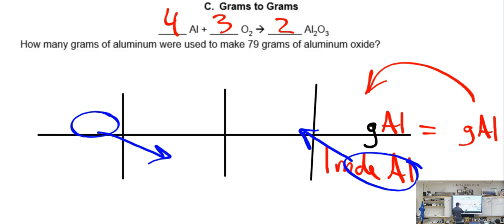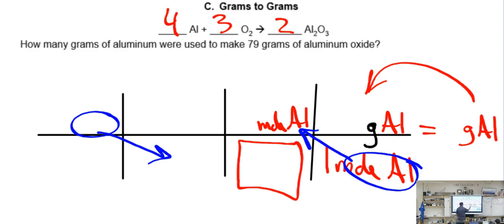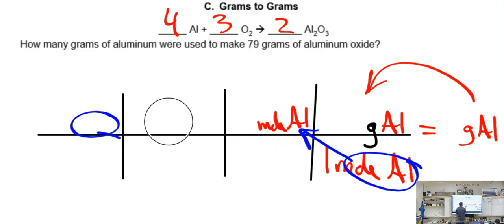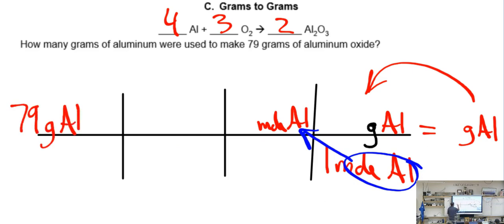All right, so up here, I'm going to get rid of some of this stuff. Oh, well. All right, so up here we have mole Al. Do I know what goes here? I don't yet. So I'm not going to worry about it. That's as far as I can get so far. So I'm going to keep reading the problem. How many grams of aluminum were used to make 79 grams of aluminum oxide? So now I have the other piece it gave me, and it's 79 grams of Al2O3.